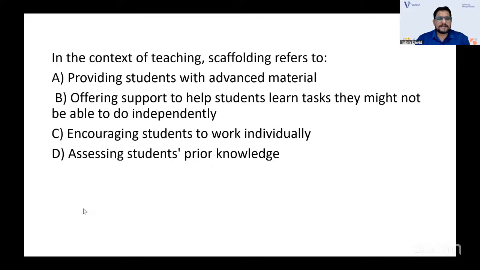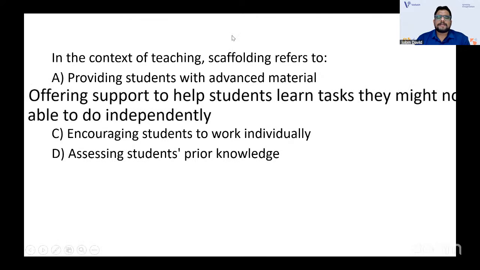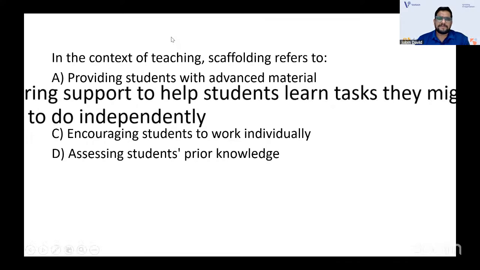Yeah, good. The answers are coming. It's answer B. That means offering support to help students learn tasks they might not do independently. So they can do it with the help of others, or with the help of a teacher or a facilitator. That is scaffolding.